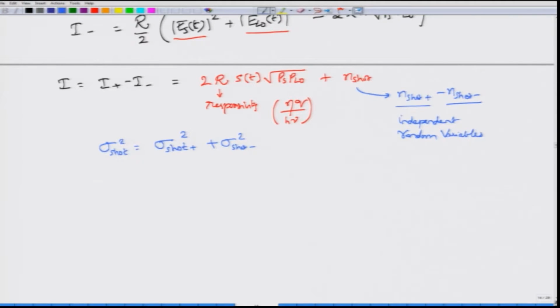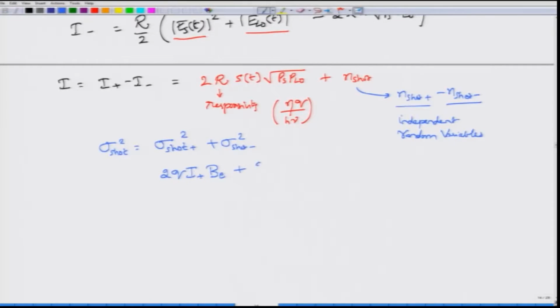Okay. What is the variance of shot noise plus? This is given by 2q I plus, which is the photocurrent that you are looking at, distributed over the bandwidth of BE, where BE stands for the electrical filter that you are going to put after the photodiode circuit. So you are actually looking at the total noise in that bandwidth of BE.